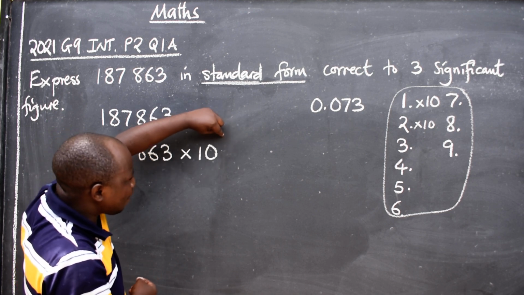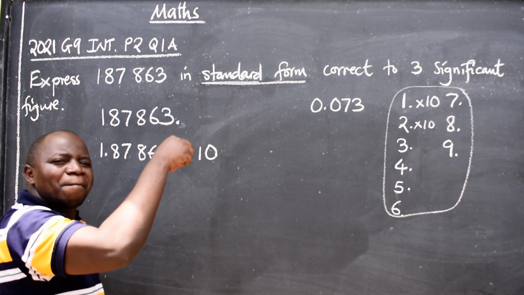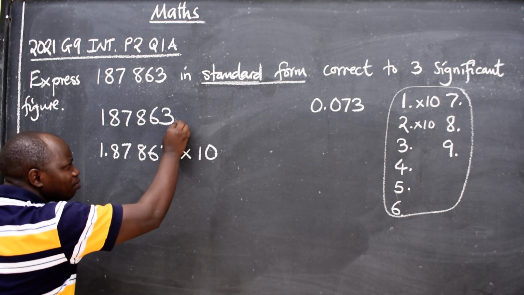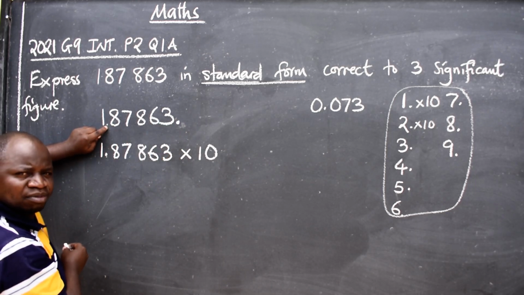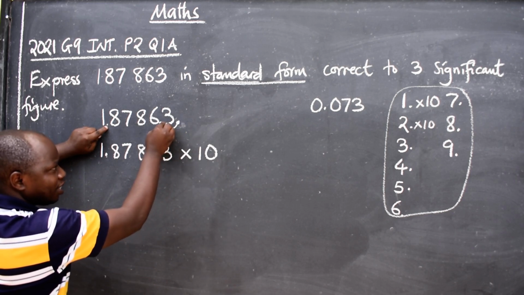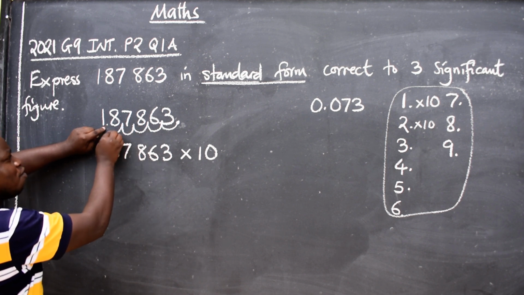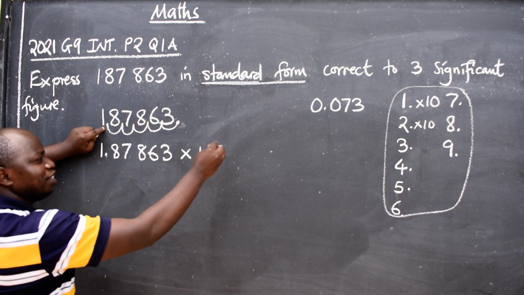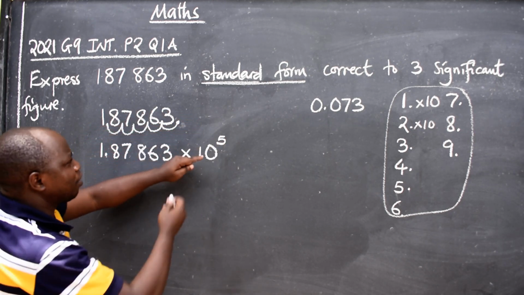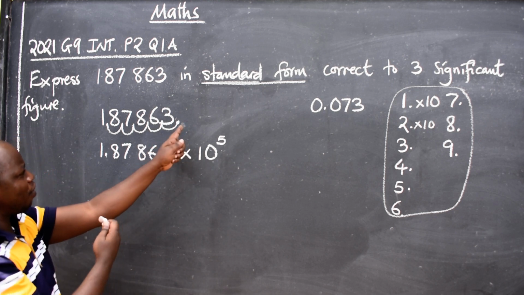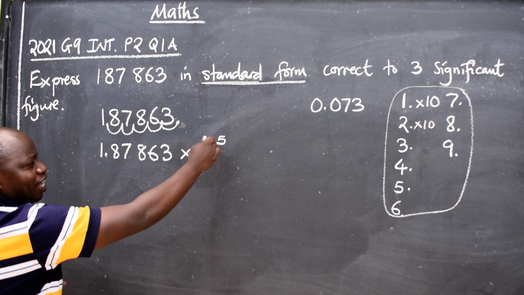How do we get the power here? You go back to the original question. You are going to count the number of times you moved this decimal point to here. How many times did it move? So you count. 1 in between, 2, 3, 4, 5. So it means this will be to the power 5. It is positive because of the direction. When you are going this direction, it's positive. But when you are going this direction, it should be negative.